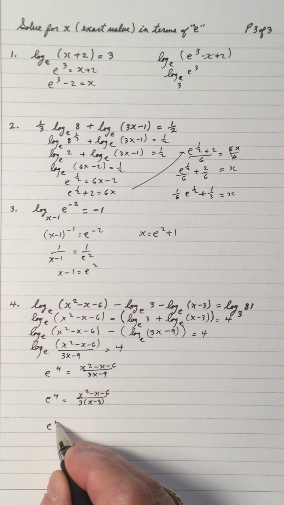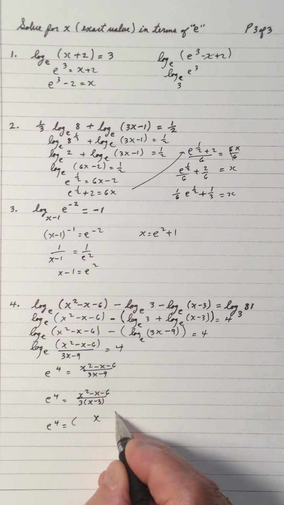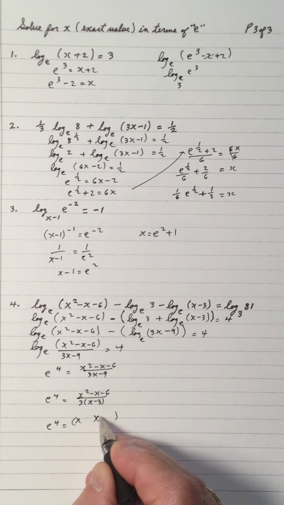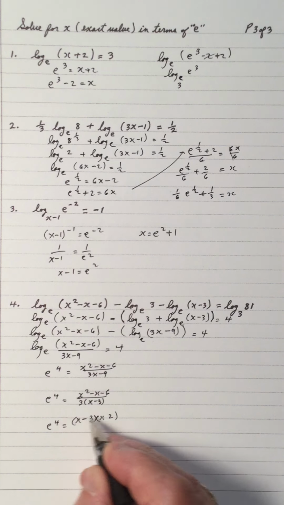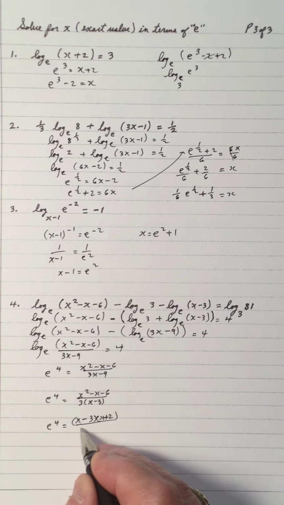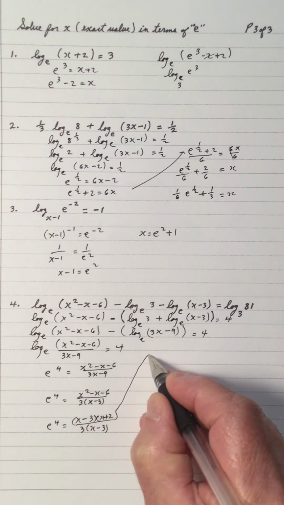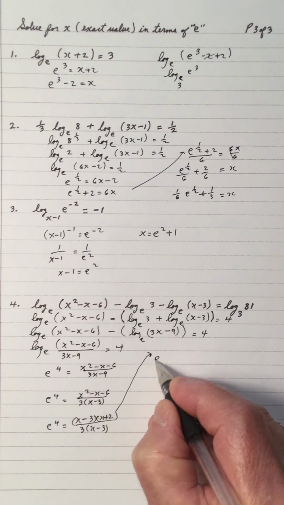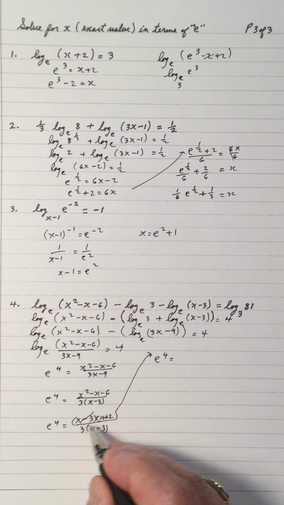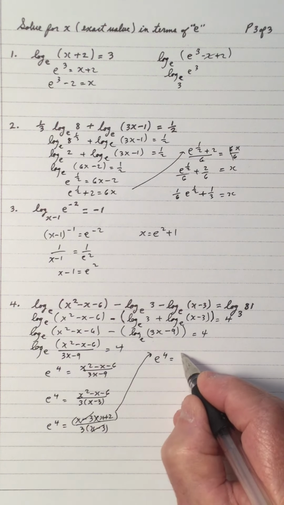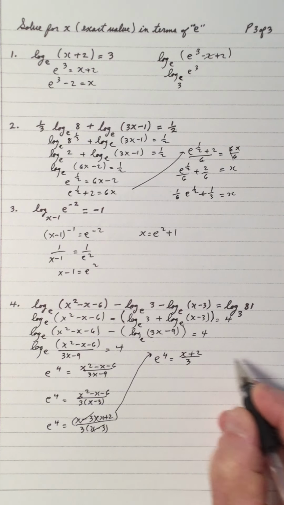So log e to the 4, this is a quadratic, so it might be factorable. So that's an x and an x. A 3 and a 2 gives me a 1, so it's a minus 3 plus 2. So let's go up here, and I have e to the 4th, and the x minus 3's cancel out, so I get x plus 2 over 3.